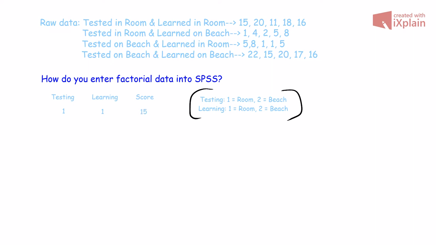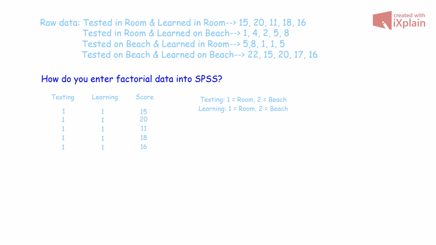And now we have these other 4 numbers to enter. Well, they were also tested in a room and learned in a room. So really, we can put 4 more 1s under testing, 4 more 1s under learning, and then we can enter their scores.